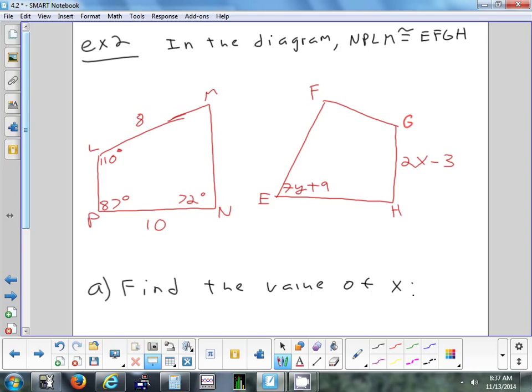Well, let's find where x is. It's part of what? Yeah, segment GH. It has something to do with GH. So now we have to find the corresponding side in figure NPLM. Okay, what's the corresponding side to GH?